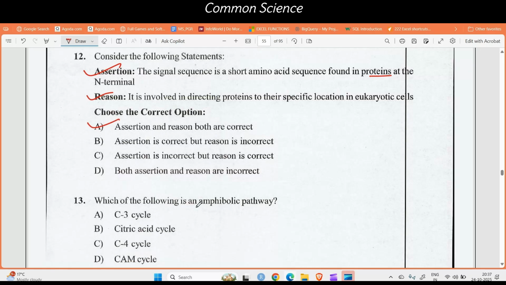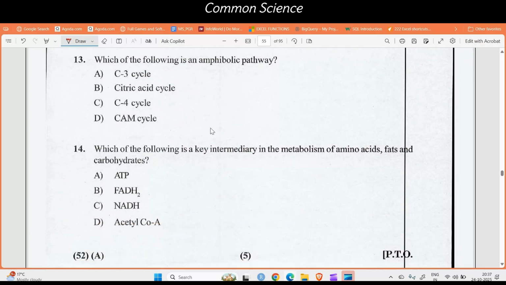Option A. Question number 13 says, which of the following is an amphibolic pathway? It is the citric acid cycle or TCA cycle. It's an amphibolic pathway. Amphibolic means which is both anabolic and catabolic in nature. The C3 cycle, C4 cycle, and CAM cycle are anabolic processes which synthesize carbohydrates in plants.